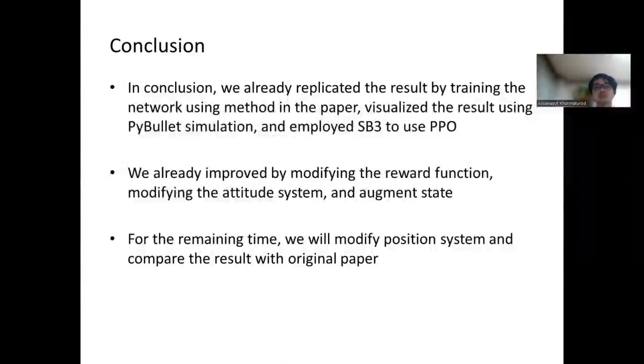And so in conclusion, we already replicated the results by training the network using the method in the paper, visualized the results using the simulation, and employed the Stable Baselines 3 library to use the PPO algorithm. And we already improved by modifying the reward function, modifying the attitude system, and augmenting the state. For the remaining time, we will modify the position system and compare the results with the original paper.